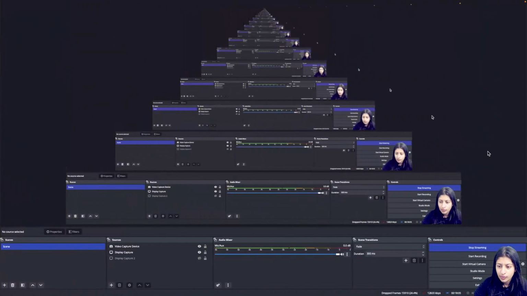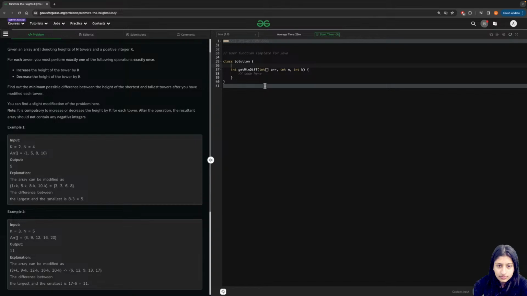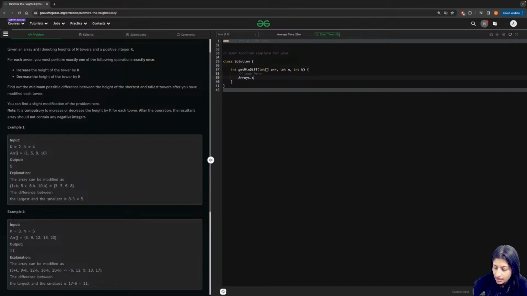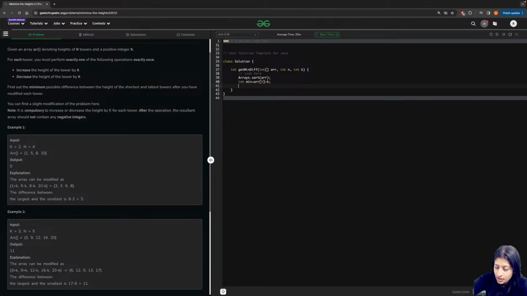Let me now show you the code. Let's code it quickly. Whatever we discussed, I hope you understood this problem. Let me quickly code it for you guys. So let's sort the array first. Arrays.sort(ARR). Okay. Int min, as I told you, will be ARR of 0 plus K. Int max will be ARR of n minus 1 minus K. Correct? Okay, this is going to be your max value.